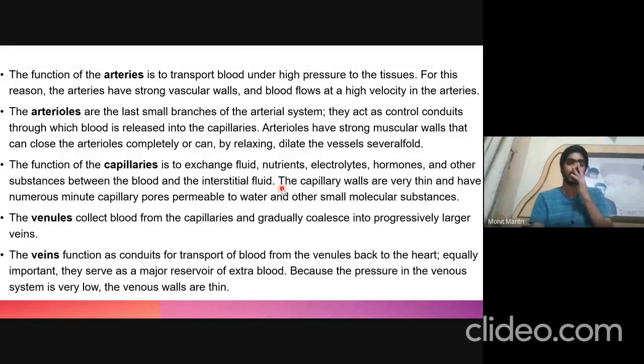So this arteriole acts as a control conduit for the blood. They have strong muscular walls, which can control the lumen size of the arteriole and therefore regulate the blood flow inside the capillaries.